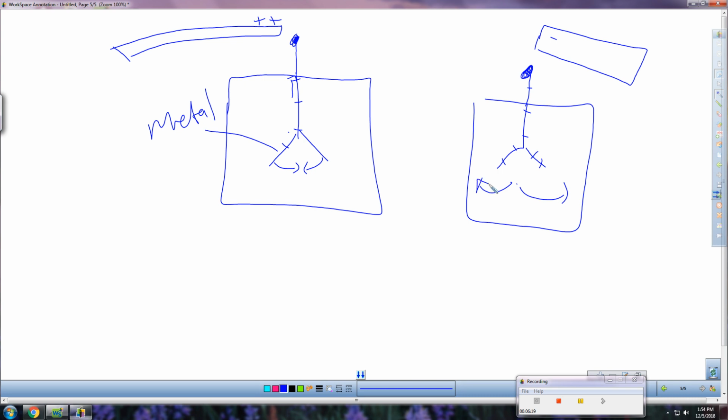So by looking at an electroscope, I can determine the charge of the object that is near it. Remember, the electrons are the only things that are moving. So if I bring a positive object close to the top, it's going to want to pull, because the attraction of opposite charges, the electrons to the top, which allows the leaves to shut.